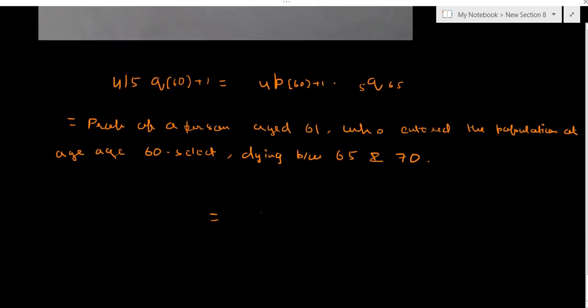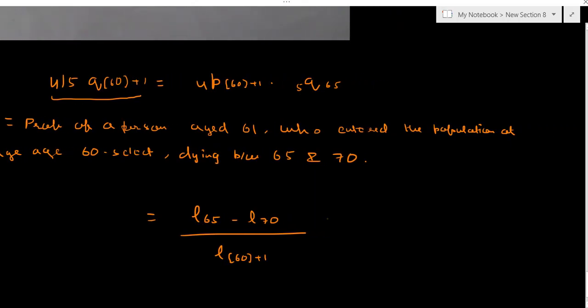So for AM92 mortality, this just becomes L65 minus L70 over L, the current age is 60 plus 1. Since the selection period is only 2 years, that's what it becomes, and this is the definition for the deferred dying probabilities that I had given you. Alternatively, you can put the values of these two individually, then multiply them, so you'll get the same answer, but this is the easier way to do this.